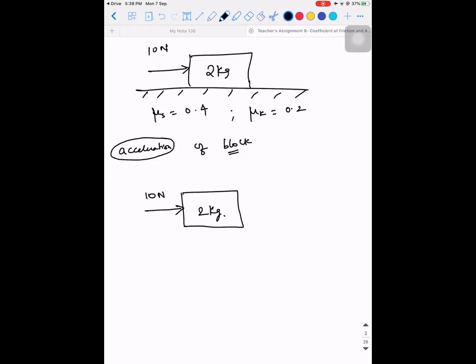0.4 into N. N is not Newton. N is the normal force. 0.4 into the normal force that is acting on the object, which is 20, will be 8 Newton. So 10 Newton is applied here and the block is experiencing 8 Newton of limiting friction. Are you able to understand till here?